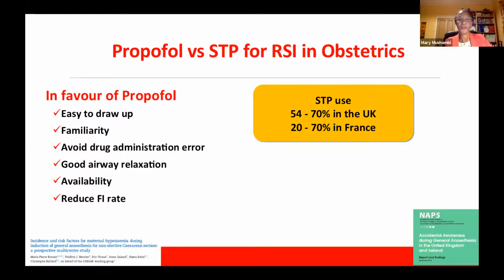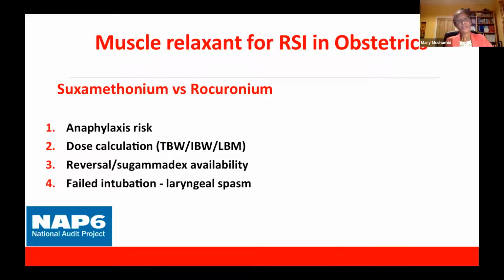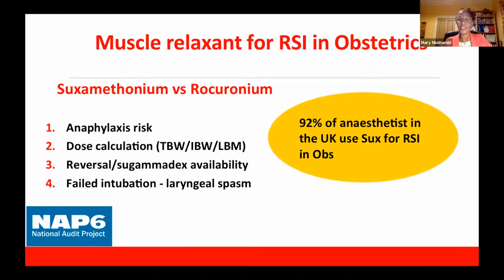Now, while still at the topic of induction agents, we mustn't forget one of the recommendations of NAP5, that we must always have an additional second syringe of your induction agent in case you have a difficult airway, in order to prevent awareness during a difficult intubation. What about muscle relaxants, where the debate between succinylcholine and rocuronium, I'm afraid, will still be ongoing for a bit longer than the propofol debate. And this is reflected in that 92% of anaesthetists in the UK are still using succinylcholine for rapid sequence induction in obstetrics. And the reasons may be listed here.